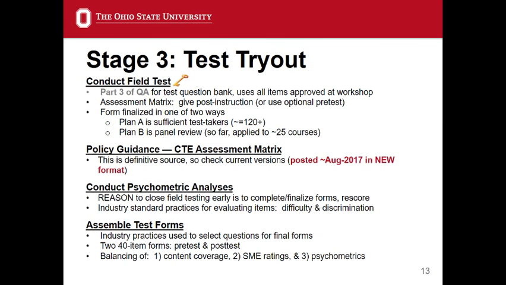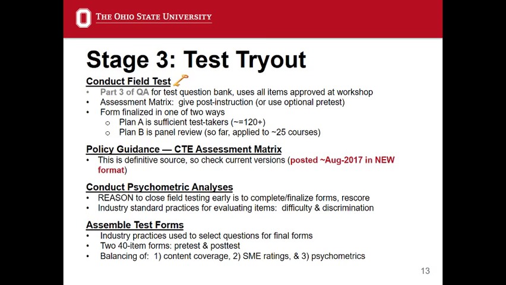After that, we go into test tryout. This is part 3 of quality assurance. We had a large group review with our panel. We had a validation and standard setting drop-by ratings day. Part 3 uses all items that were approved at the workshop from the assessment matrix, which is the definitive source. You're supposed to give these post-instruction, or you can use optional pretests. The form is finalized in one of 2 ways. Plan A is a sufficient number of test takers, and we generally look at that as about 120 learners out in the field having taken the course.